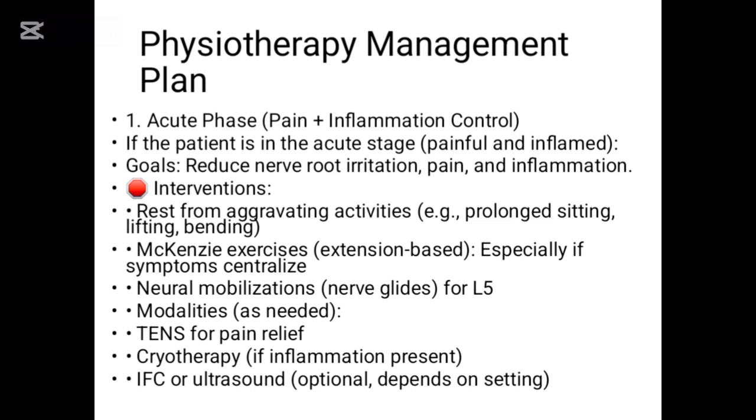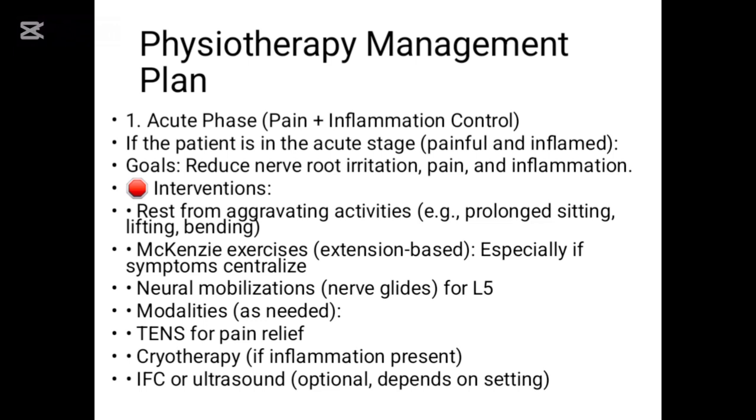So how can you conservatively treat pain and inflammation? By rest from aggravating activities such as prolonged sitting and any static posture. Avoid having the patient sit, lie or stand for long. Basically, avoid static postures. Next, we can do McKenzie exercises. We will have another video on the McKenzie exercise protocol. It is an authentic and top class exercise protocol that can be used for many conditions.